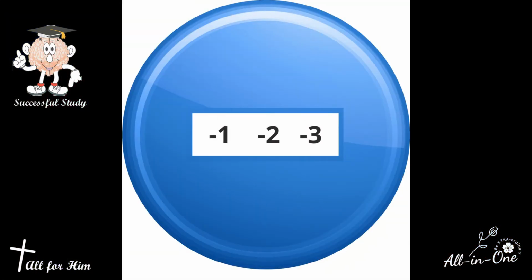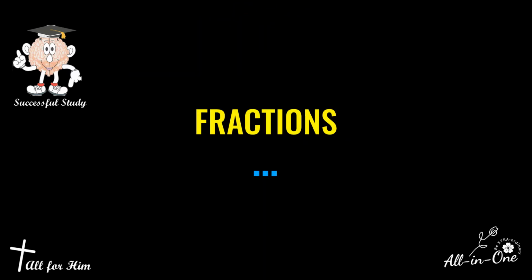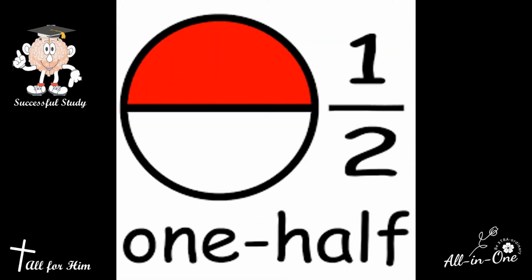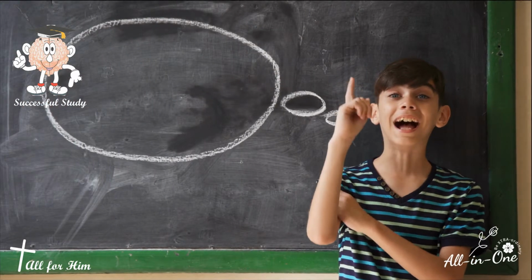You only place a minus sign in front of a whole number, and it will change 1 into negative 1. And it will change 2 into negative 2, and it will change 3 into negative 3. Voila! Let us not forget the jolly old fractions. Many students battle with fractions. What are fractions again? It is 2 over 3, also known as 2/3, or 1 over 2, also known as a half. Can you now remember what fractions are?